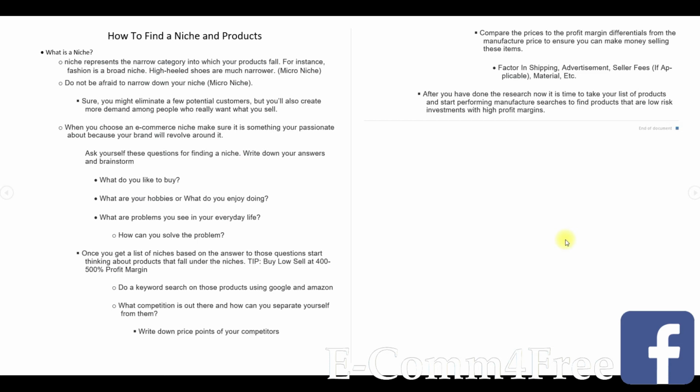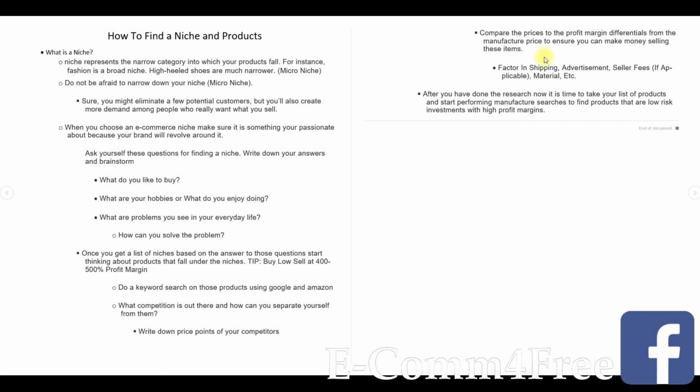Compare the prices to the profit margin differentials from the manufacturer price to ensure you can make money selling these items. You need to factor in shipping, advertising, seller fees if applicable, material, etc. For example, when you order a product from the manufacturer, there's going to be a shipping charge. You need to factor that in to each product individually. Take the shipping cost and divide it up amongst how many you ordered, and make sure when you make a sale that you're covering that and you're making a profit.